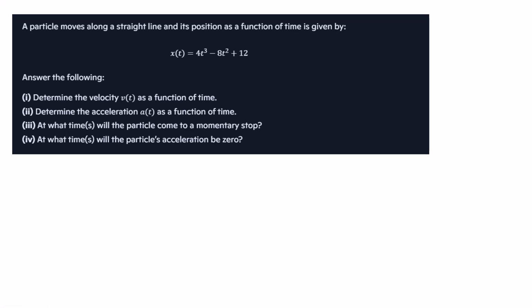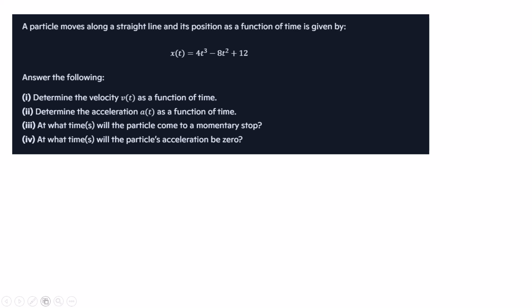In this particular video, we will be discussing a question from the chapter of motion in a straight line. A particle moves along a straight line and its position as a function of time is given by x of t equal to 4t cube minus 8t square plus 12. Answer the following questions. Determine the velocity v of t as a function of time. Determine the acceleration a of t as a function of time. At what time will the particle come to a momentary stop? At what time will the particle acceleration be 0?